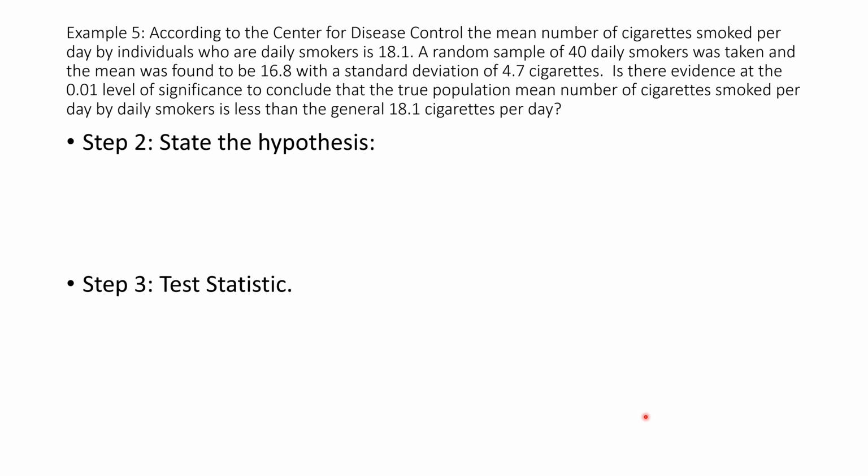Step 2. State the hypothesis. The null hypothesis will be mu equals 18.1 and the alternative hypothesis will be mu less than 18.1. It is less because this is how the question asked us: see, the number of cigarettes smoked per day by daily smokers is less than this number.